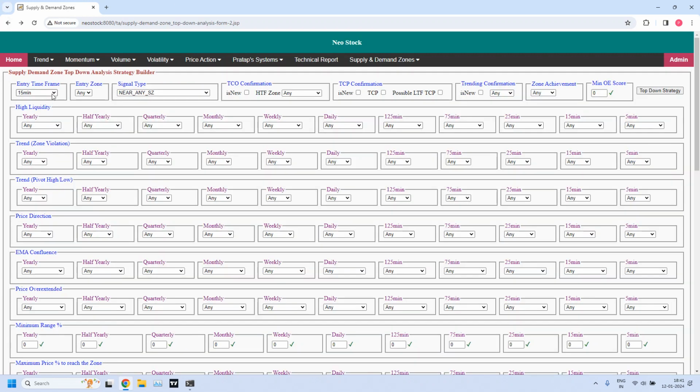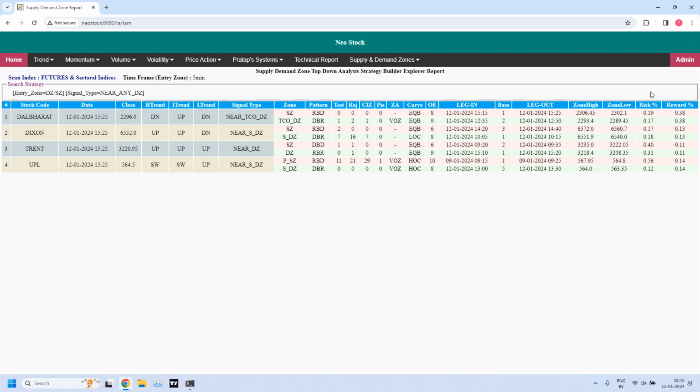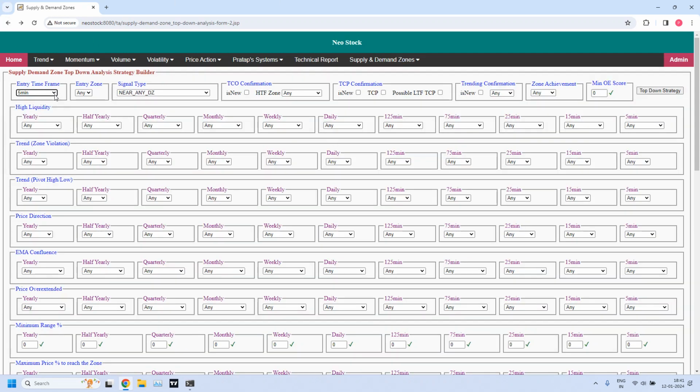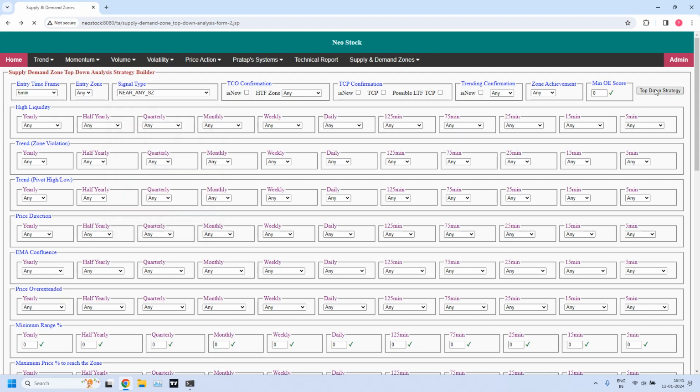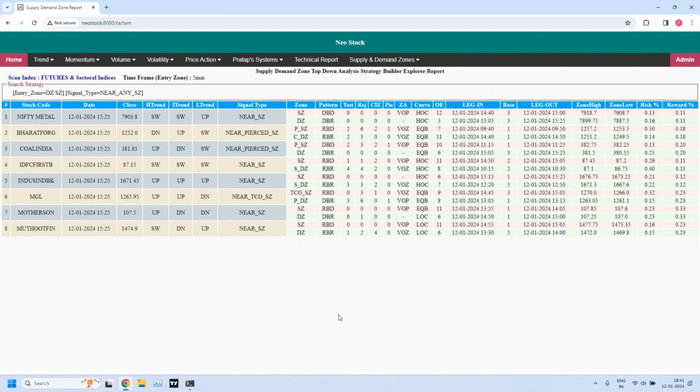So let's go back. Let us change the time frame to 5 minutes. Let us find the stocks near 5 minutes demand zone. So these 4 stocks are filtered. So let's go back. 5 minutes time frame. Let us find the stocks near 5 minutes supply zone. So these 8 stocks are filtered. So these are the stocks near demand and supply zones for all the time frames.